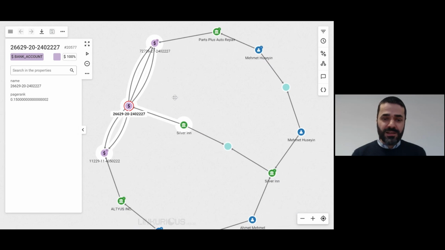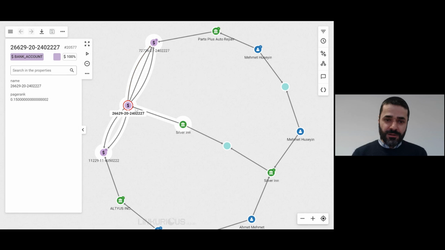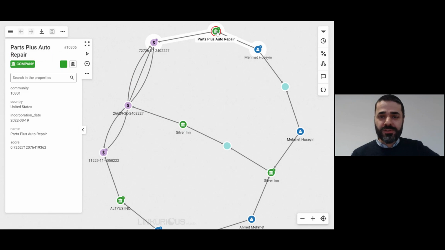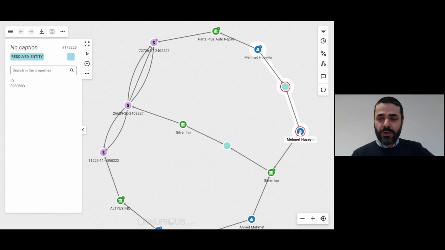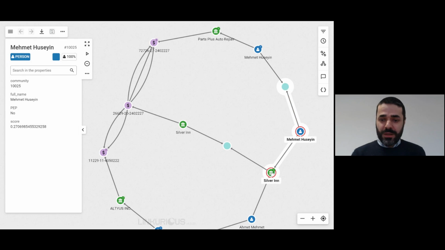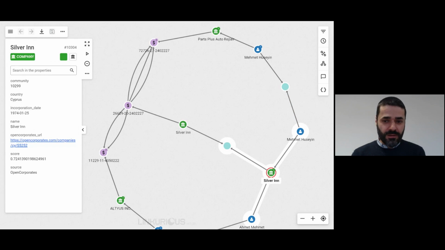What's interesting is that at the same time, we see that this bank account belongs to a company called Parts Plus Auto Repair, which is associated with that director. And that director seems to be connected to another director of the same name. So it has been resolved via the entity resolution process as one and the same entity potentially. And that director is connected to this company called Silver Inn.